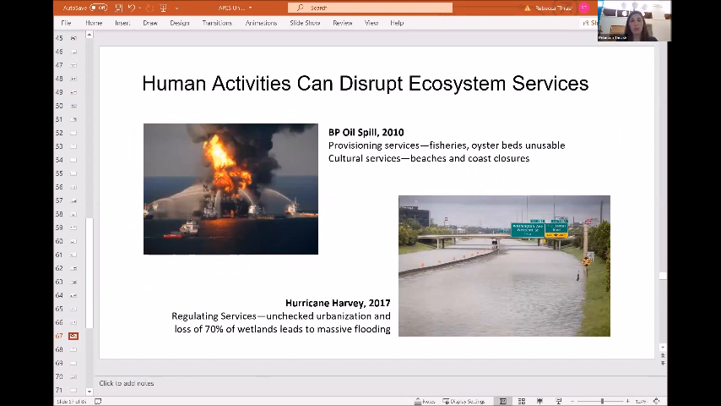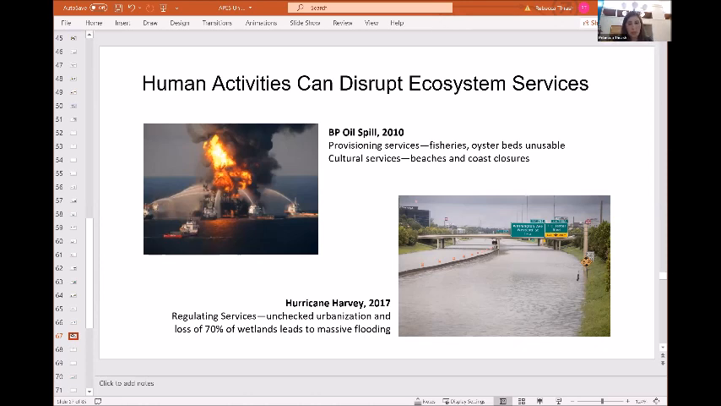Okay, so just a couple of quick things that you can think about. Human activities. Oftentimes on the AP exam, they'll actually give you an example from something that has happened recently. I don't know if you guys remember the BP oil spill, but that really made some of our fisheries and oyster beds unusable. It also closed down many of the beaches and other coastal areas, so people lost billions of dollars in revenue.